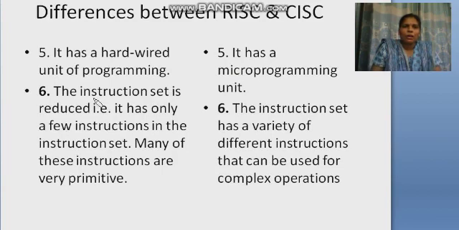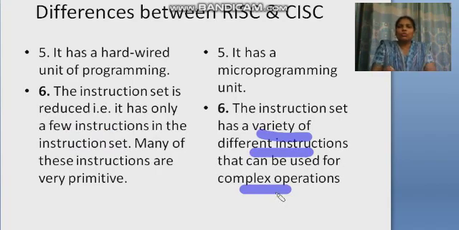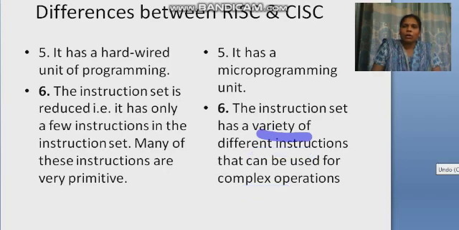RISC contains simple and reduced instructions, so it has few instructions in the instruction set, and those few instructions are very primitive in nature. But CISC has a variety of different instructions, and they are capable of performing complex tasks, since they are not primitive. So for real world complex tasks, we can get help from CISC kind of architectures.